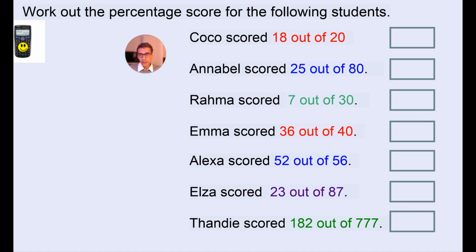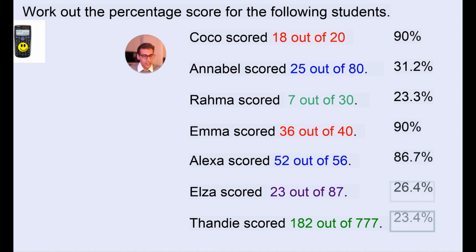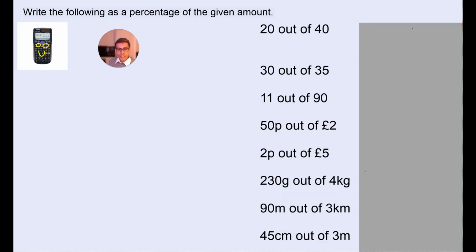Pause the video, have a go. Here come the answers in 3, 2, 1. So here are your answers, all rounded to 1 decimal place. Okay, here's the second exercise.